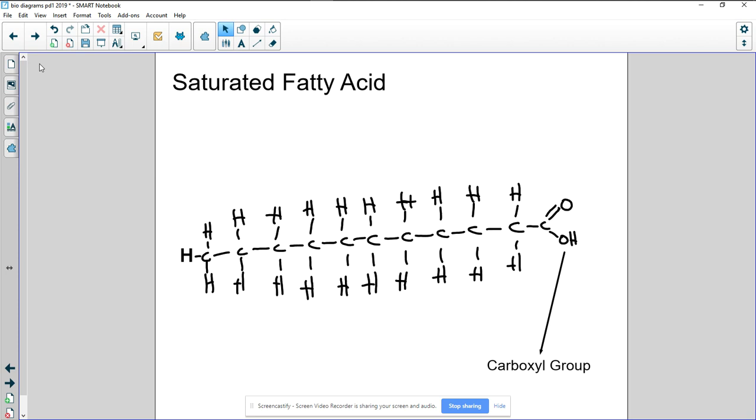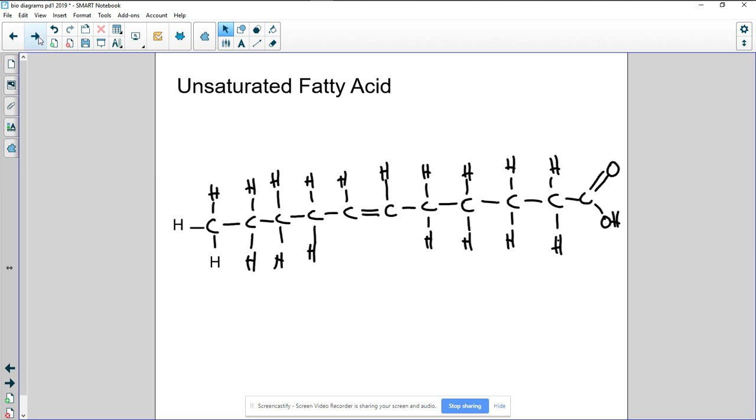To compare to an unsaturated fatty acid, you see here, this one needs to be drawn. All right, so you see here, same carbons, except in the middle, you have a double bond. So fatty acids with double bonds or even triple bonds are unsaturated. Okay, and we're going to take a look at the classifications of unsaturated fatty acids.